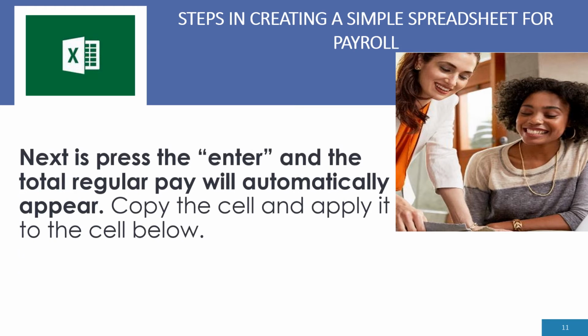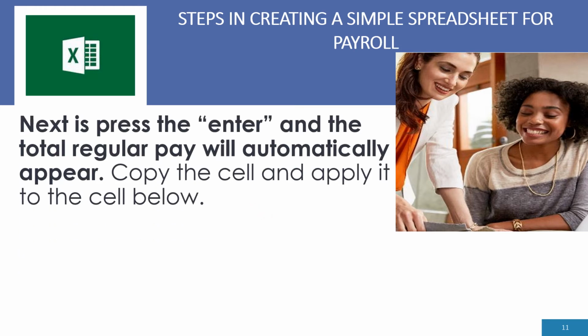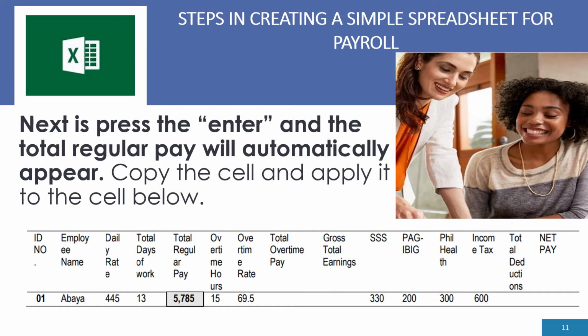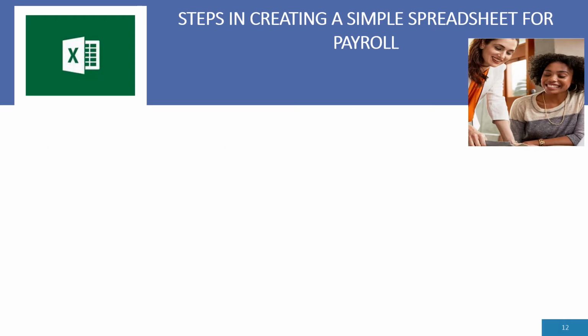Okay, the next step is to press enter, as I told you in the previous slide. You are going to press enter and the total regular pay will automatically appear. Then copy the cell and apply it to the remaining cells below. Or you can find the black cross and double click. So, that's it.